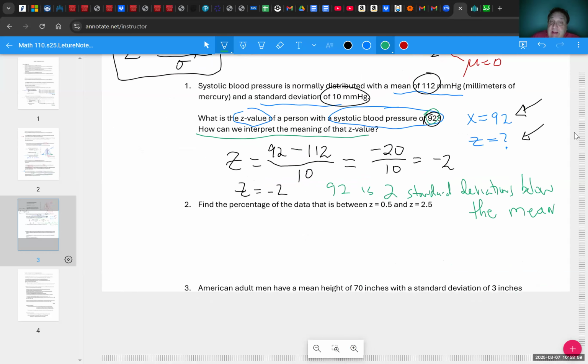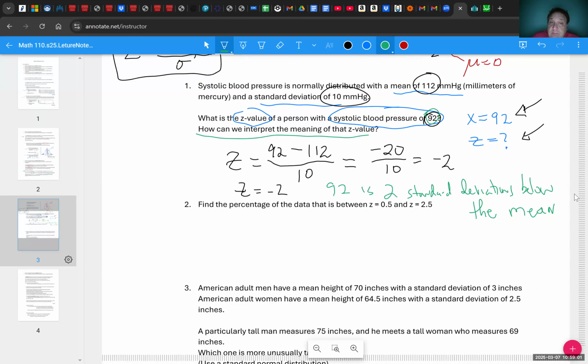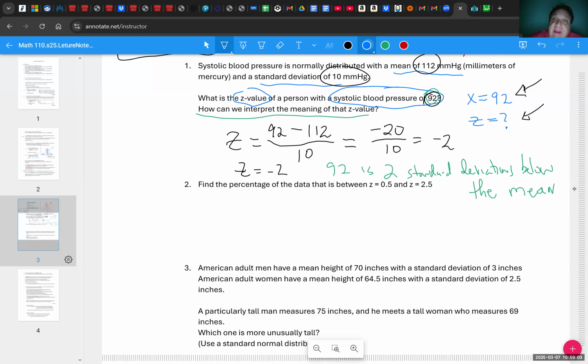All right, let's try a between thing. Find the percentage of data that is between z is equal to 0.5 and z is equal to 2.5. So here we're given the z values. We're not given x values. We don't need to convert anything because we're just told the z values are 0.5 and 2.5.